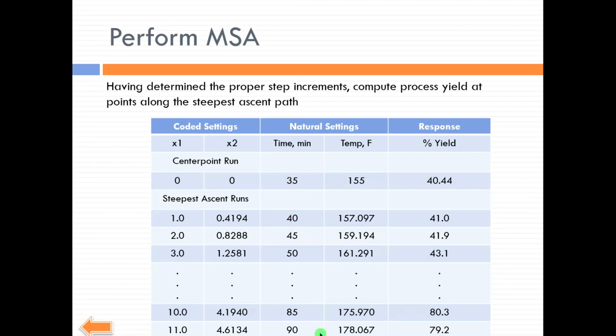So, you do it again. And now on the 11th increment for time, you notice na itong 11th increment translates to 90 minutes and 178.067 degrees, 178 degrees Fahrenheit. So once you do this, you notice na nag-drop yung yield. Okay? So what does this mean? Pag nag-drop yung yield, ibig sabihin na-reach nyo na yung end ng steepest ascent path nyo. Tama? It makes sense, no?